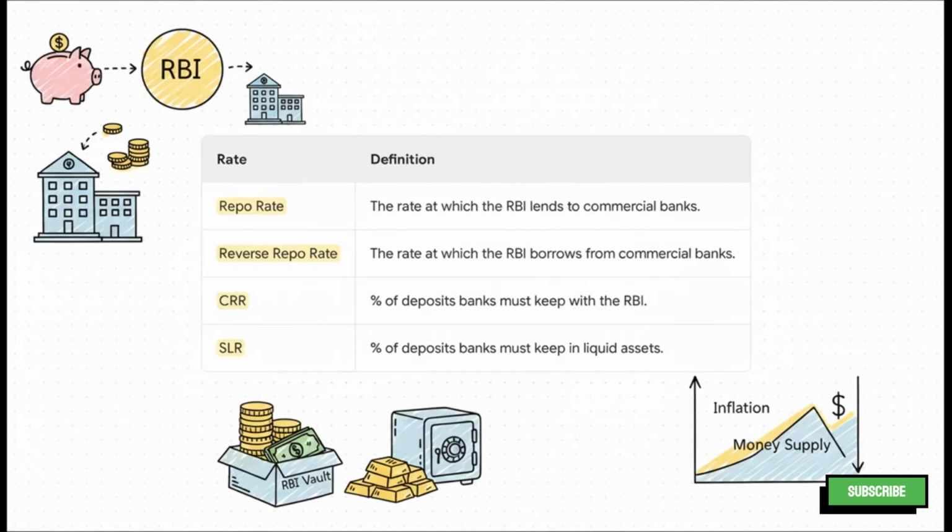So, when you hear about the RBI's monetary policy, these 4 rates, repo, reverse repo, CRR, and SLR, are its main toolkit. By tweaking these, the RBI can control how much money is flowing through the economy, which helps them manage inflation and try to boost growth. Just take a second to refresh your memory on what each one does.